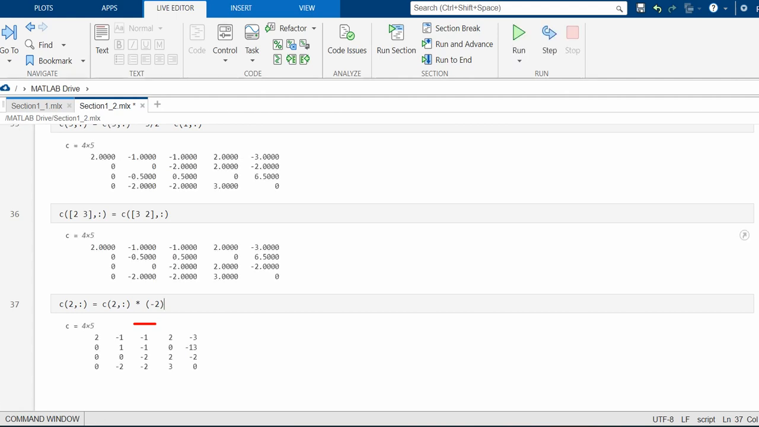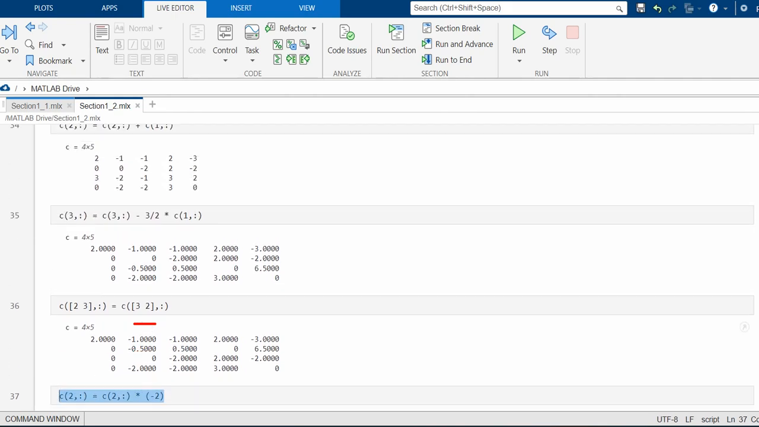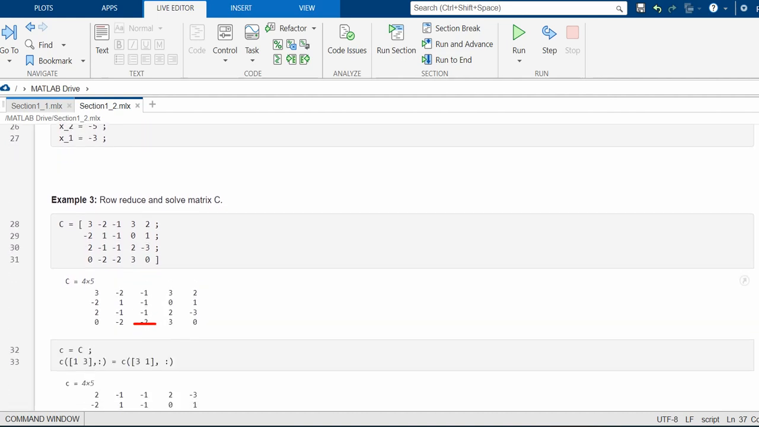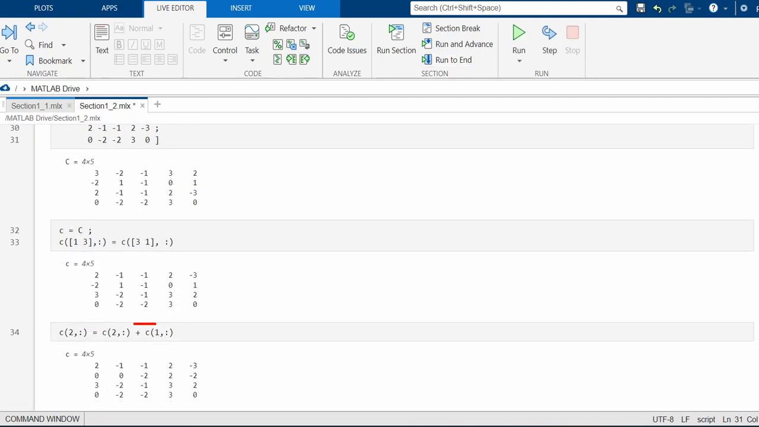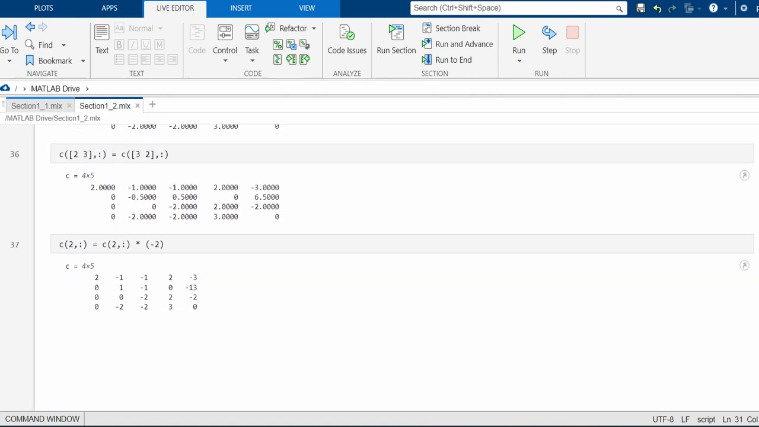Oh, and I noticed that I'd already changed the matrix and then I changed it again, so I can't just hit it again. I have to go back and rerun this all. So this is a nice run to end, right? I get my stuff in here and I use run to end and it reevaluates everything for me all the way down.